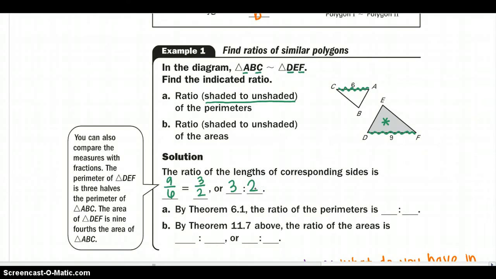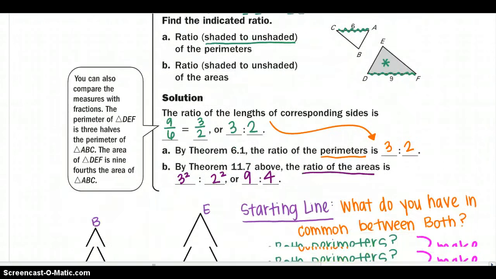So by theorem 6.1, the ratio of the perimeters is 3 to 2, which you'll notice is the same as the side lengths. So the perimeter ratio is the same. And now looking at theorem 11.7 from above, we're going to take that same ratio, but we're just going to square each value. So the area ratio will now be 9 to 4. And we can use that to find different things later on.